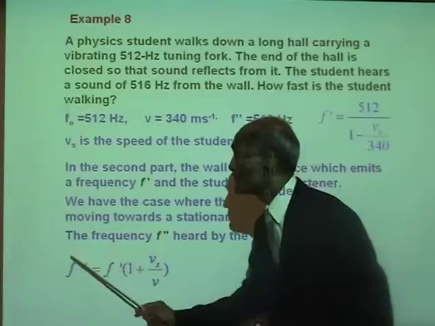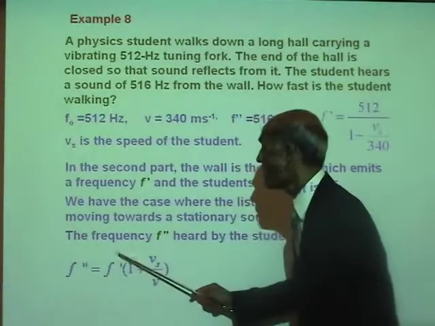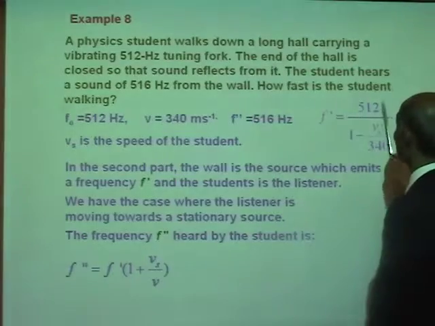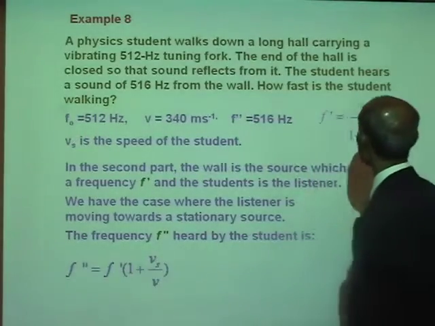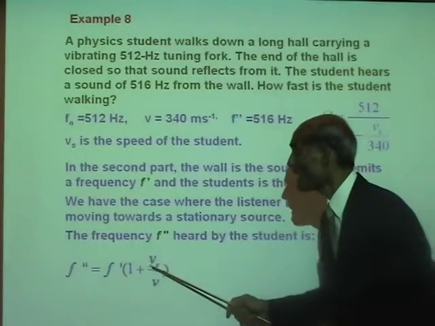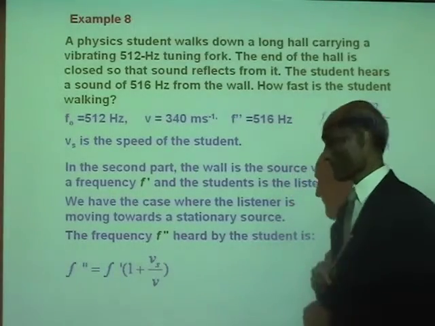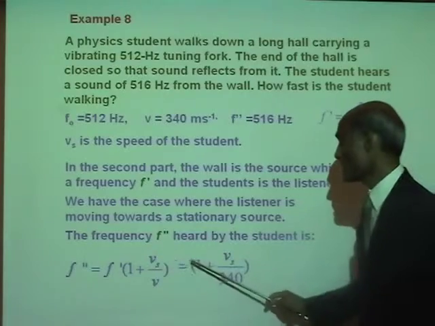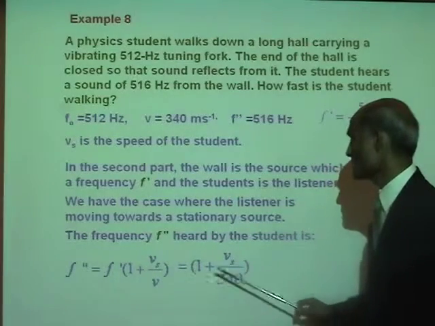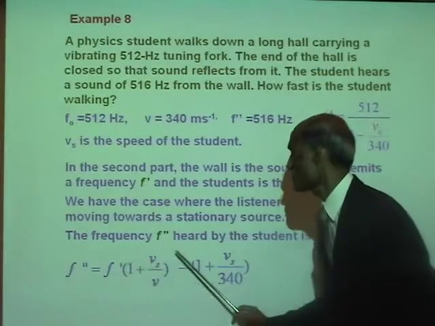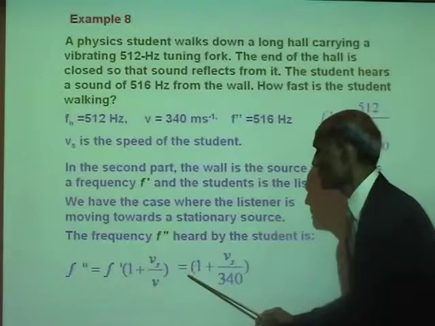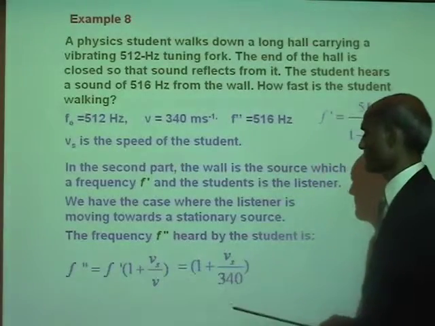Now this we know, f double prime we know. And f prime is this quantity. We are going to replace that f prime by this quantity. And V we know. We need to find Vs. So that will be 1 plus Vs over 340. I must write this f prime times. Include that f prime there.